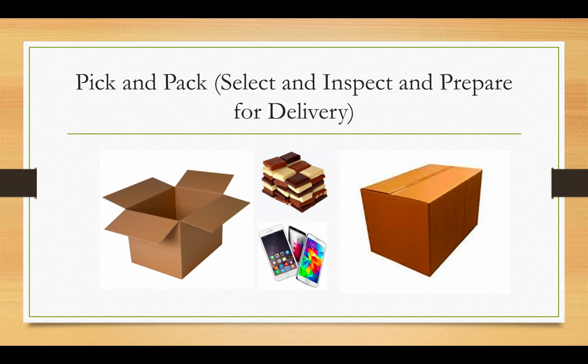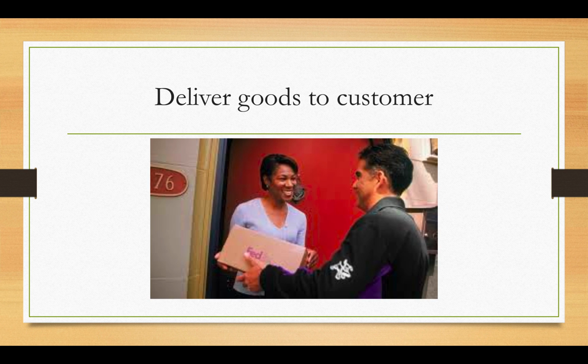But think about pick and pack as pulling things off the shelf in a warehouse. Think about pick. So select and inspect is pulling things off the shelves in a warehouse, and prepare for delivery as pack, and when they're actually physically putting it in a box to send to you. So after they pick it off the shelves or select and inspect it from the warehouse, and they pack it or they prepare it for delivery, they deliver them to your house, right? So this is a picture of a FedEx man delivering a box.